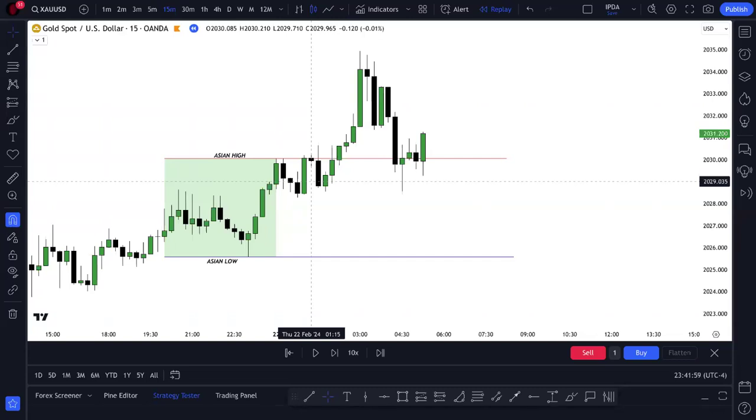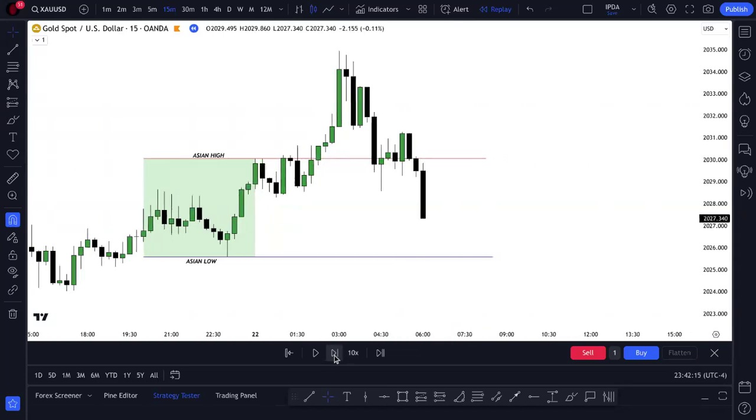When price goes down, you're selling on weakness with a sell stop. Sorry, a sell stop, not a sell limit. So if price were to get back down here, I would use a sell stop at the Asian session low and place a stop loss at the Asian session high. So this is what it would look like.